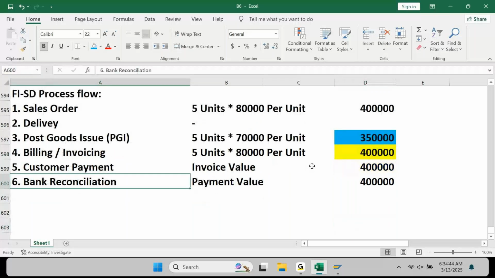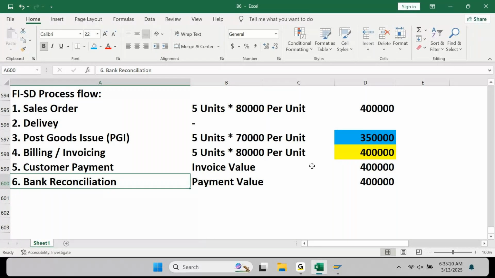Now, if I do any sales from the accounting side, is it possible to trace the profit? From the accounting entry or from my FI side, is it possible to trace the profit per sale? No, sir, it is not possible. The reason is there is no direct accounting entry which is capturing the profit. Then what is the option?